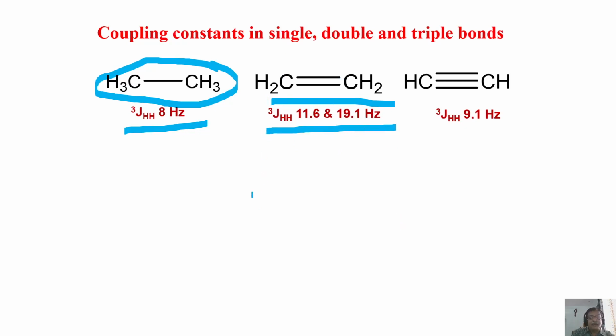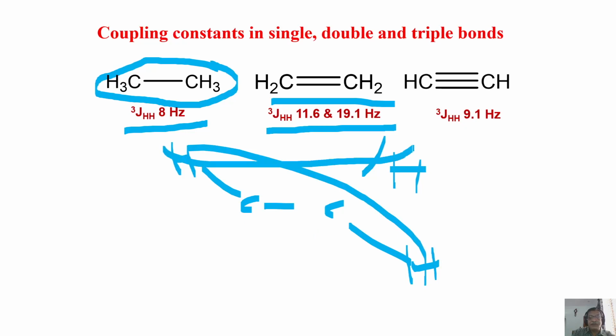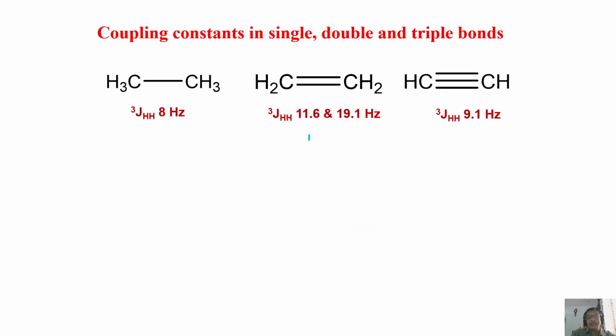Depending upon how, see, if I write C, here H, and here H, and here you write H. Now, this is trans coupling, this is cis coupling. Both are vicinal couplings. Trans coupling in NMR is always larger than cis coupling. Remember this point. In ethylenic molecules like this, the trans couplings are always larger than cis coupling. So there are two types of couplings here. One is 19, other is 11. See, compared to this, double bond coupling is larger.